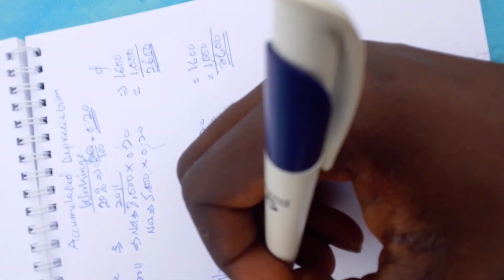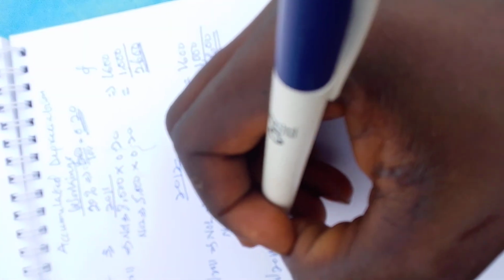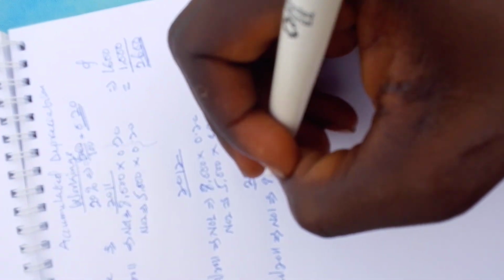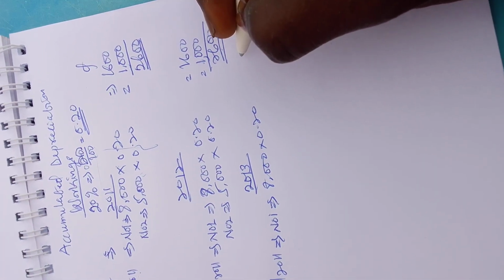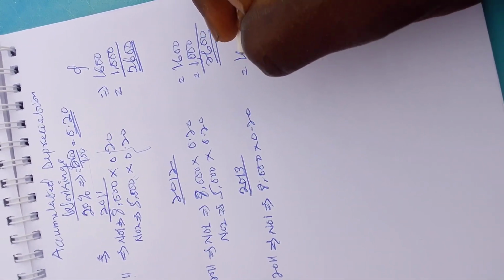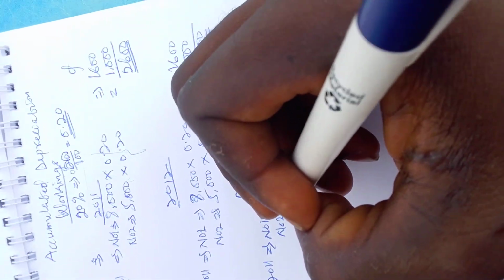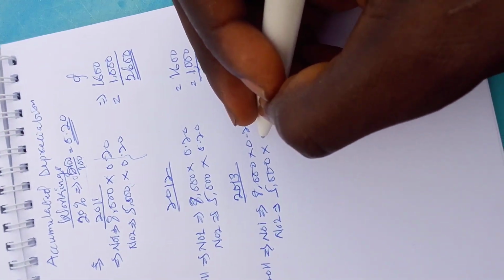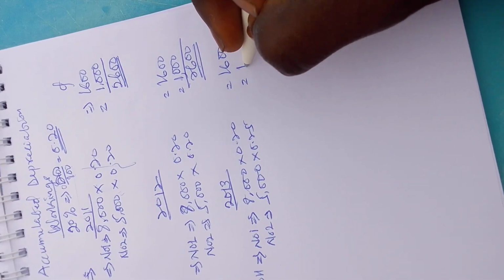So on 1st January 2013, asset number one was 8,000 times 0.20, which gave us 1,600. Number two, multiply by 0.25, so gave us 1,000.